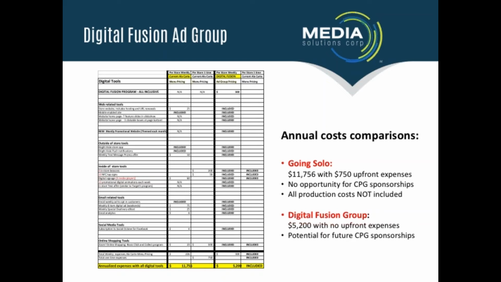A reminder, going solo, there's no opportunity for CPG sponsorship, and it excludes the production costs. So there are some other costs involved. Being part of a DVC, it's $100 per store per week for everything: all the technology, all of the production, and the upfront that would have been required for online shopping, the digital media players, all of that bundled in. So there's no upfront expense. It's $100 per store per week.